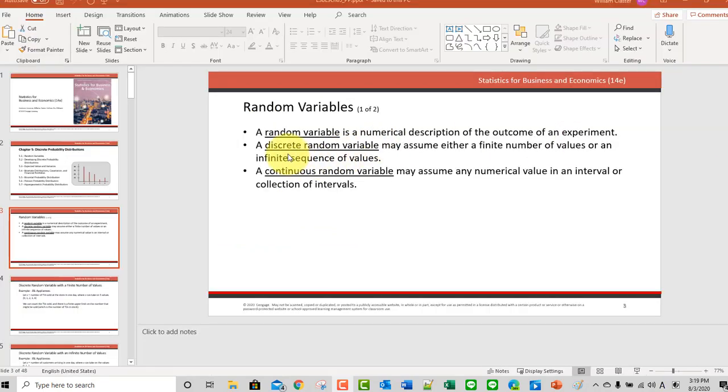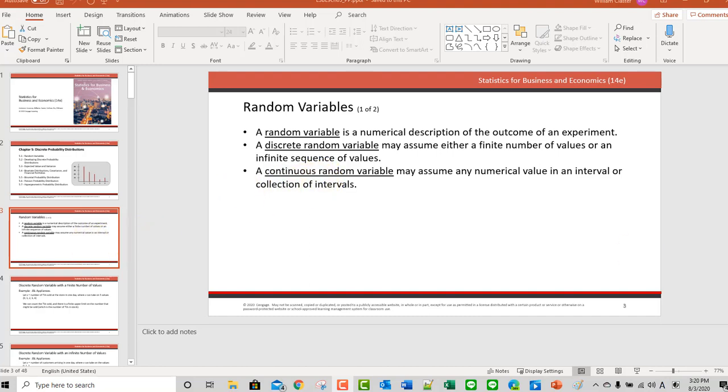So they say that a discrete random variable may assume either a finite number of values, so that's the dice. All of the examples that I gave with the dice actually are going to be finite. So that means it's discrete just because it's finite. Or an infinite sequence of values. That's like the number of people in the room or in the class. Maybe it's not finite, but you still never can have half a person or something like that. Whereas if we're talking about time, that could be a random variable and it would be a continuous random variable.